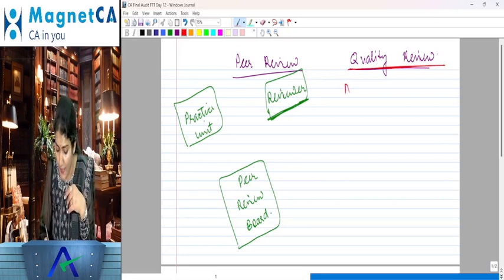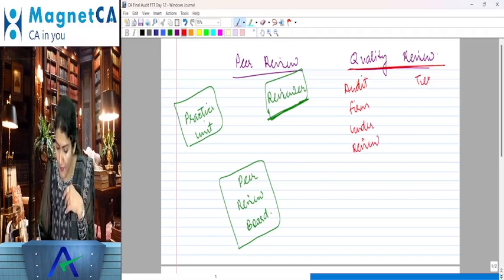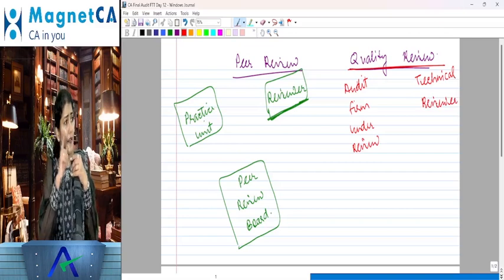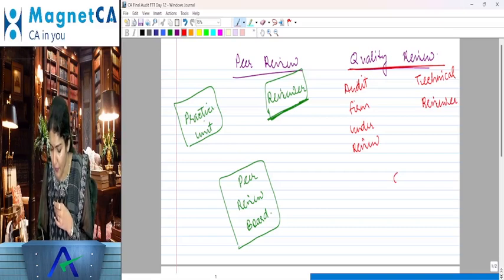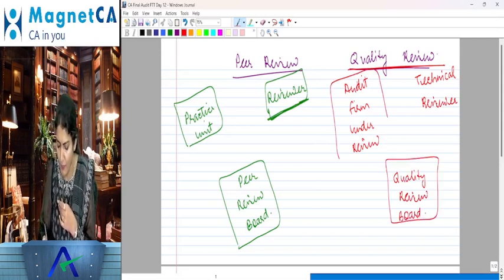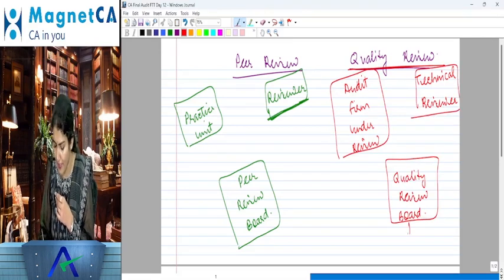Quality review is done of an AFUR. What is AFUR? The audit firm under the review. Right, the audit firm under the review. Then the person who comes for doing the quality review is called the technical reviewer, and this entire process is facilitated by the quality review board of the central government, right?